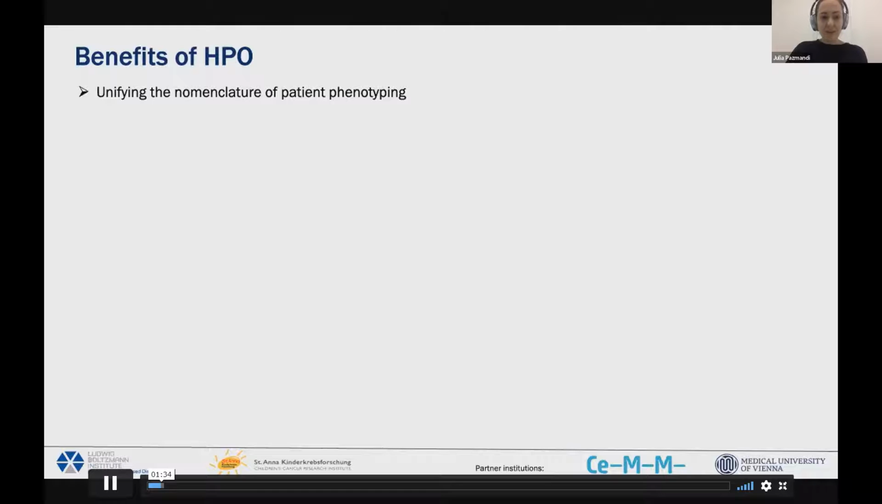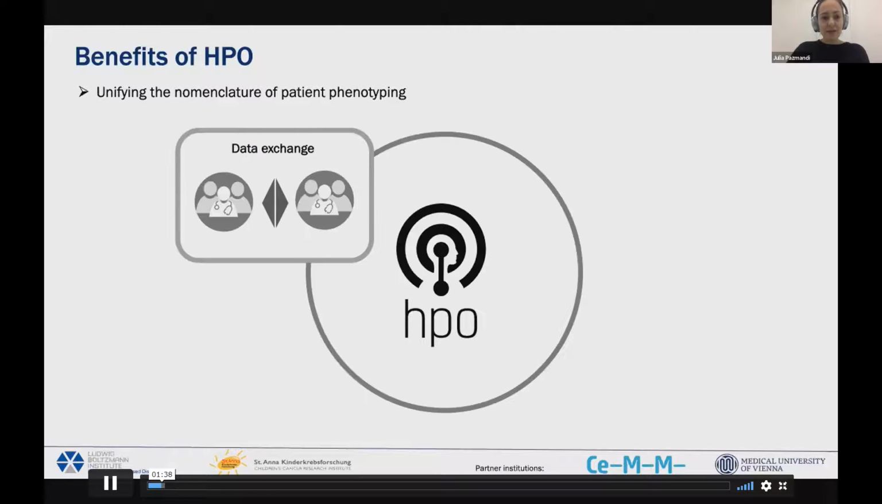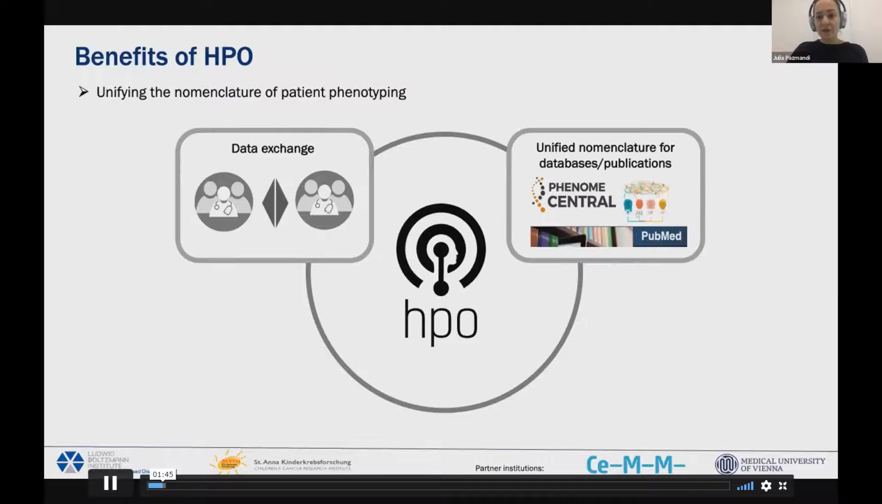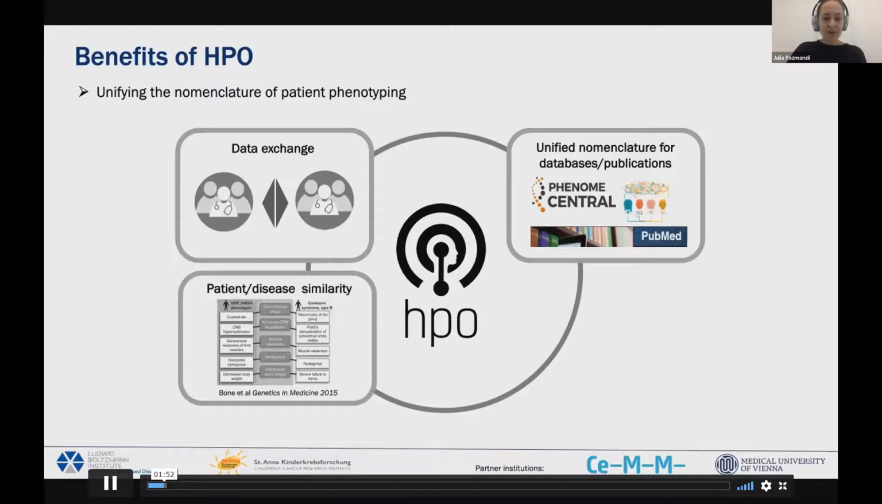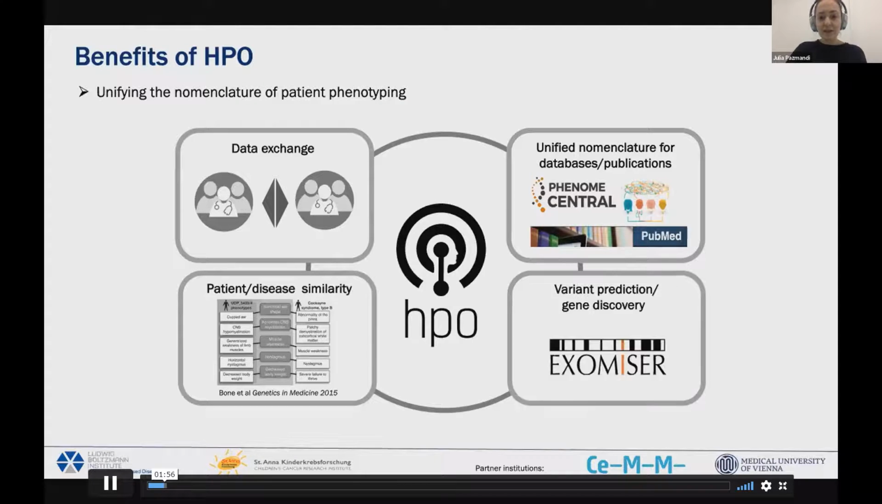There are many benefits of adopting HPO as the unified nomenclature of patient phenotyping. It allows for efficient data exchange between clinicians and researchers. It provides a unified nomenclature for databases, data sharing platforms, or publications. It allows for very accurate patient-to-disease or patient-to-patient similarity measures. And it also facilitates variant prediction and gene discovery through tools such as Exomiser, which use human phenotype ontology to prioritize variants from exome sequencing.